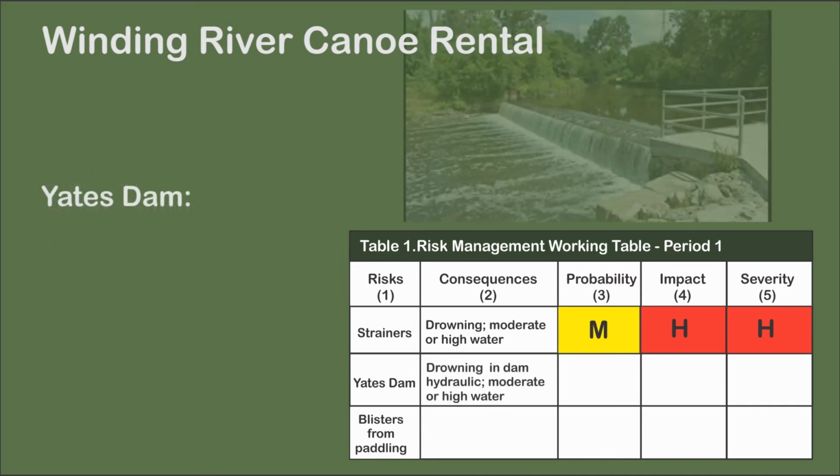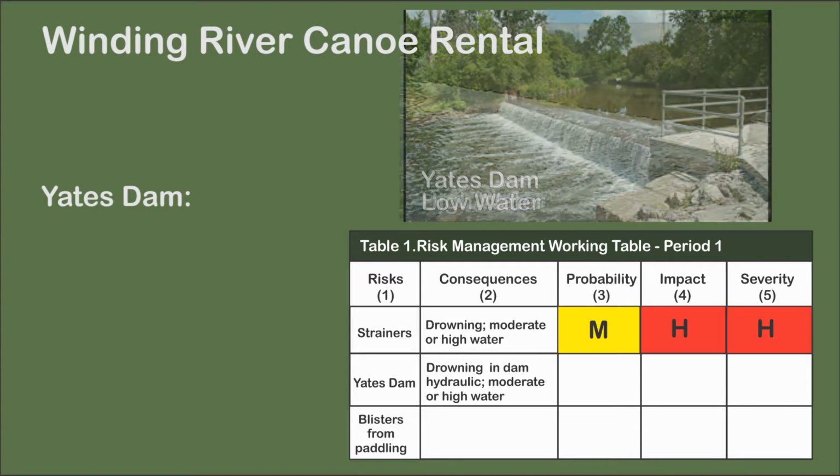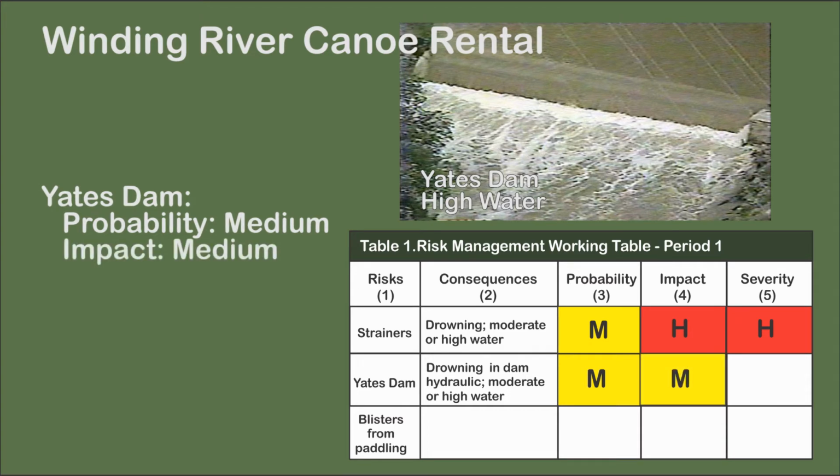At summer water levels, Yates's Dam is not runnable and must be portaged. There is little chance of being caught in the hydraulic behind the dam. At moderate and high water, the hydraulic becomes dangerous and can drown victims. Because its danger occurs with changes in water levels, probability of occurrence was rated medium. Impact to the company was rated medium also.